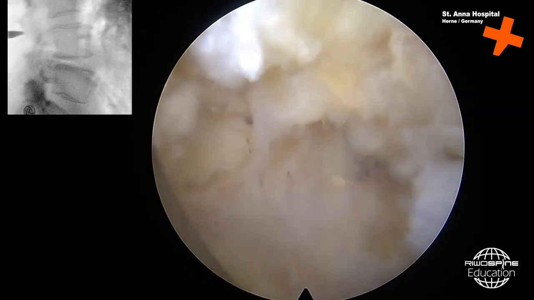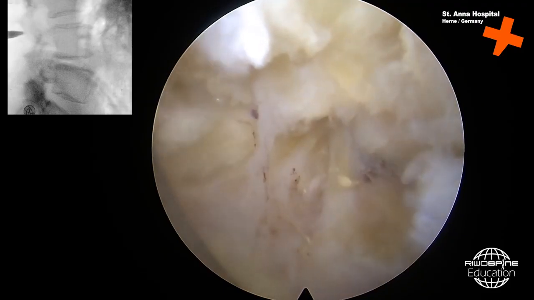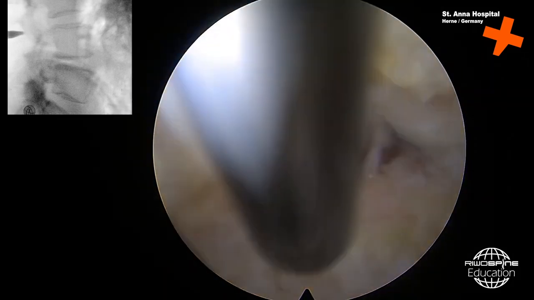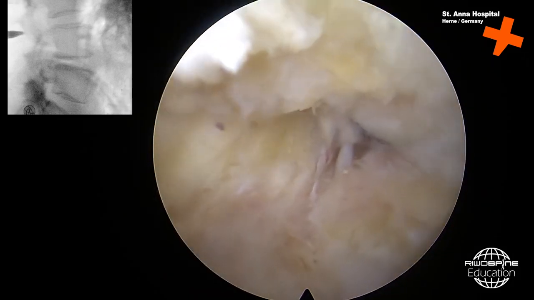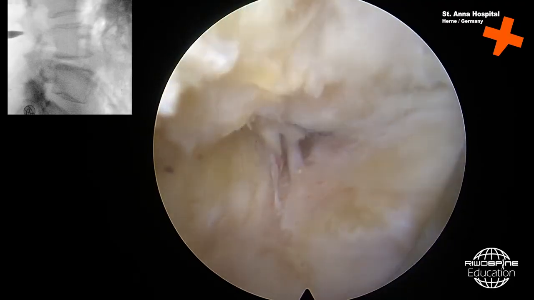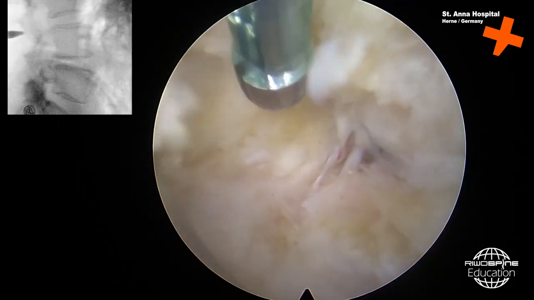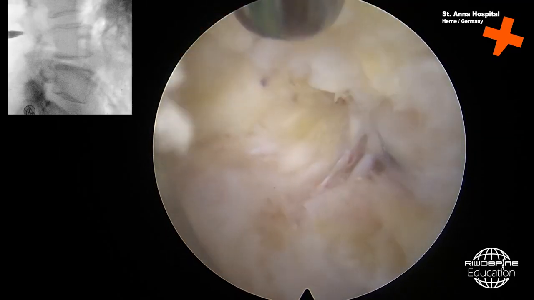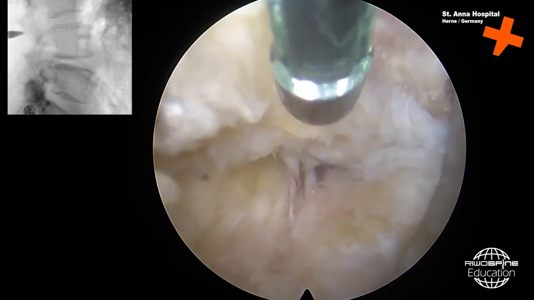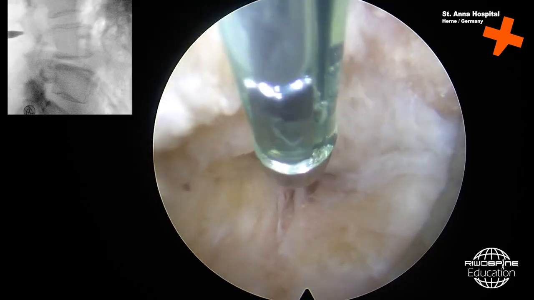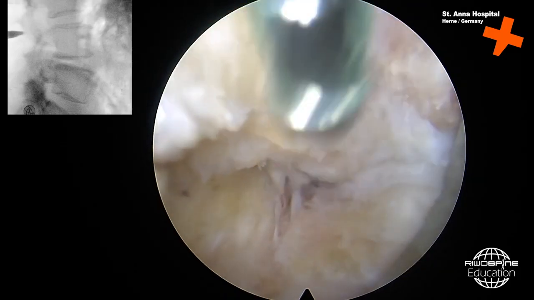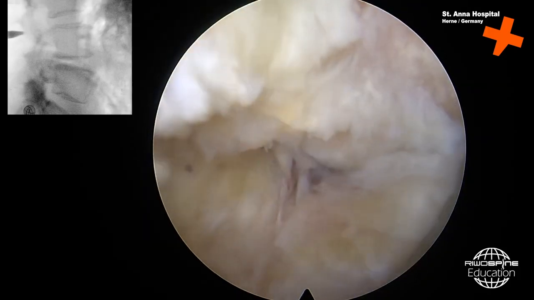Again, I give you an orientation. This is an important anatomical landmark now. This is the caudal end of the descending facet. This is the ascending facet. To the medial aspect, we find the beginning of the flavum ligament, and this is the beginning of the caudal lamina. And now we start with bone resection at the medial portion of the descending facet, following the medial portion of the ascending facet until we find the tip of the ascending facet.